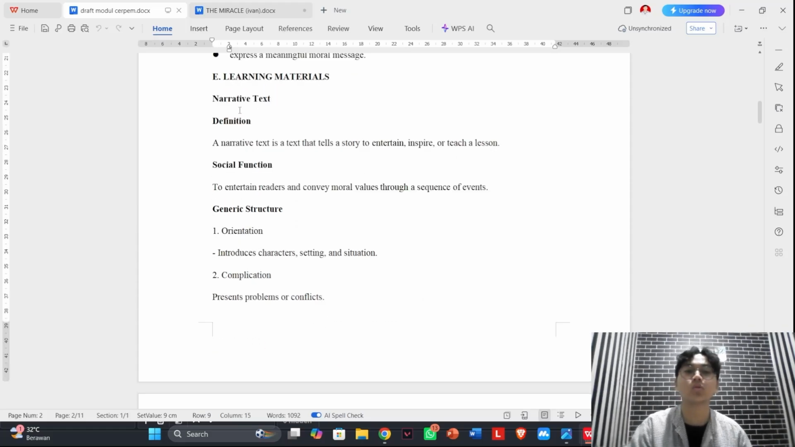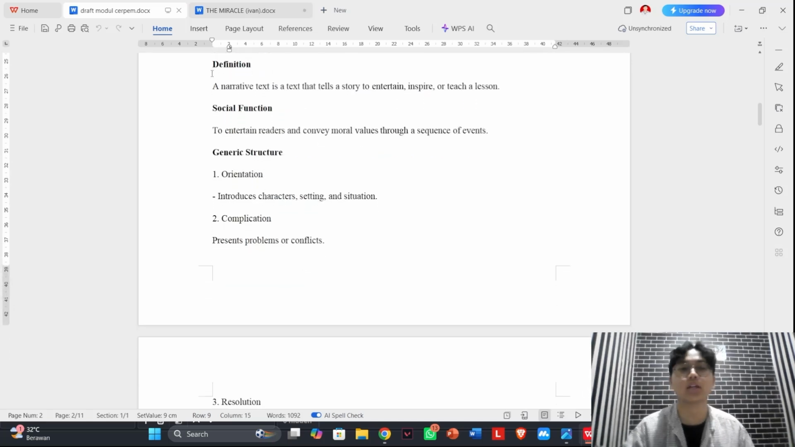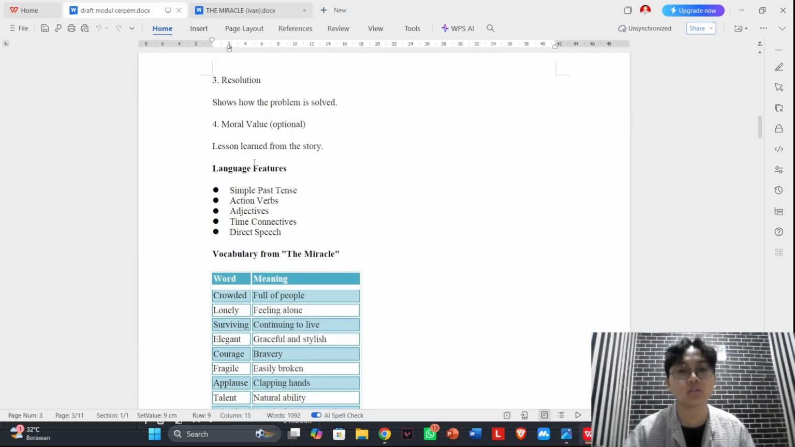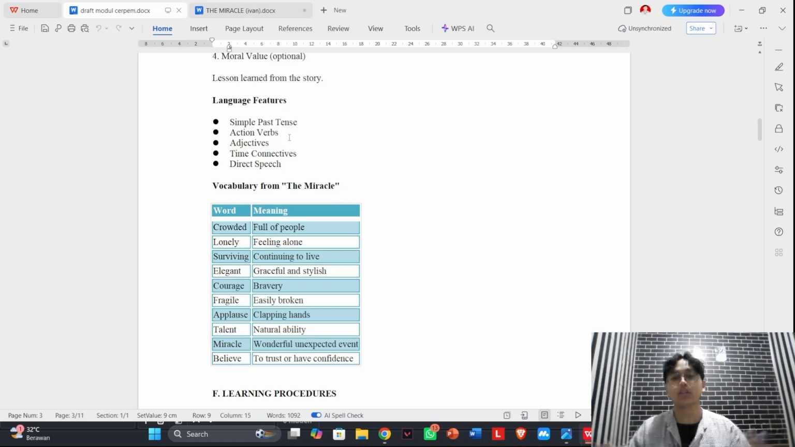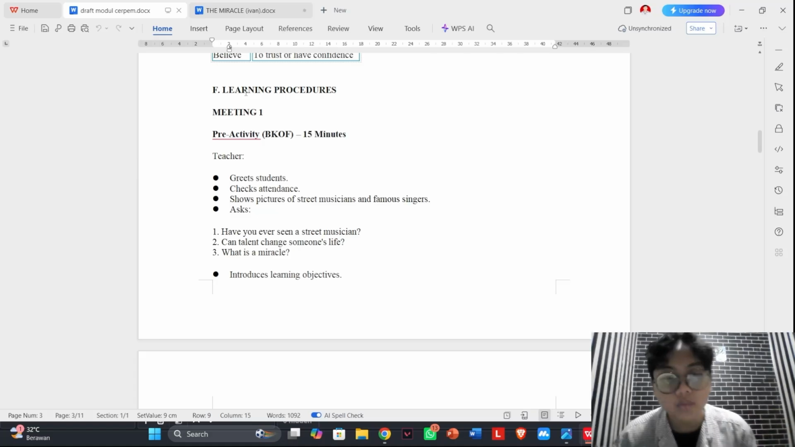First, you explain the material to the students: what is narrative text, its definition, social function, generic structure, the resolution, and also the moral value. After that, you explain to your students the language features used in narrative text, like simple past tense. Okay, and then this is the learning procedure, guys. So this is the final module. The first section contains the general information, and then this is for reading and writing.